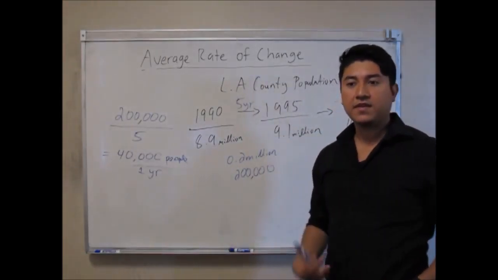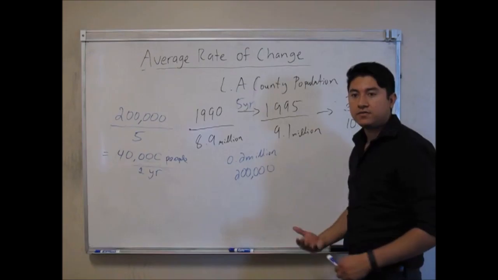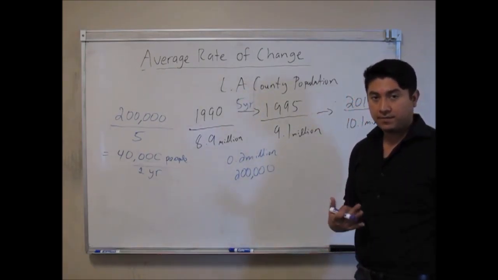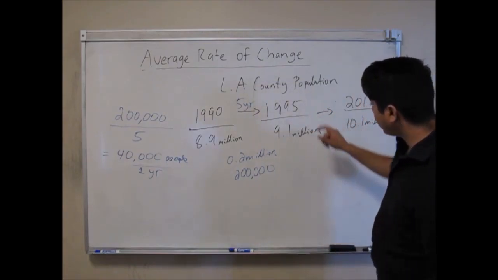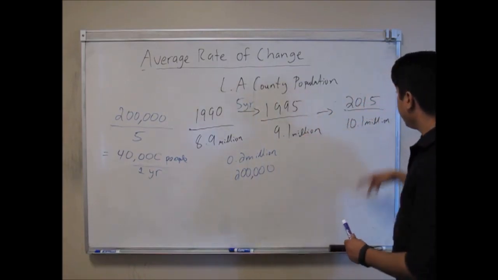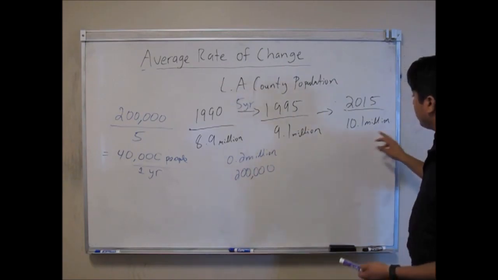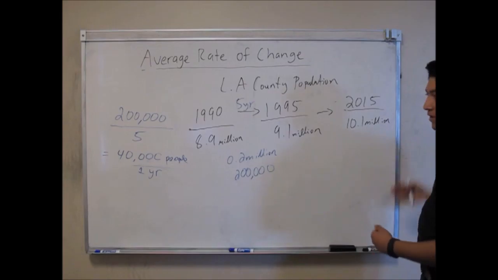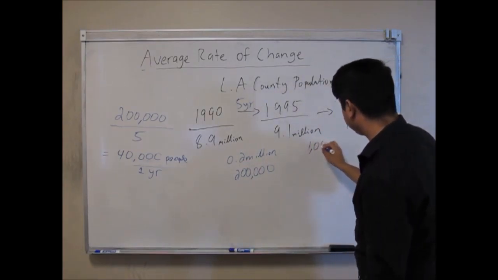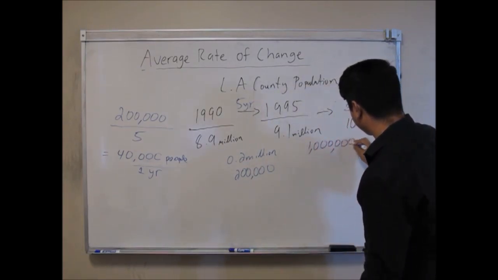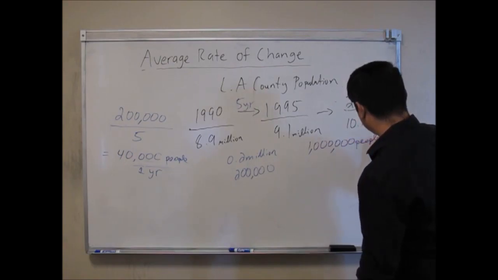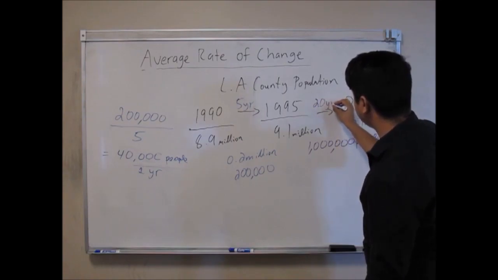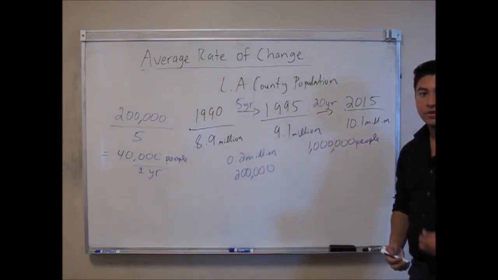Alright, so let's now look at the average amount of people that LA County increased by per year from 1995 to 2015. Here we are given that in 1995 the population is 9.1 million, and in 2015 the population is 10.1 million. So from 9.1 million to 10.1 million, that was a 1 million people increase. And that was in a 20-year span, because from 1995 to 2015, that's 20 years.